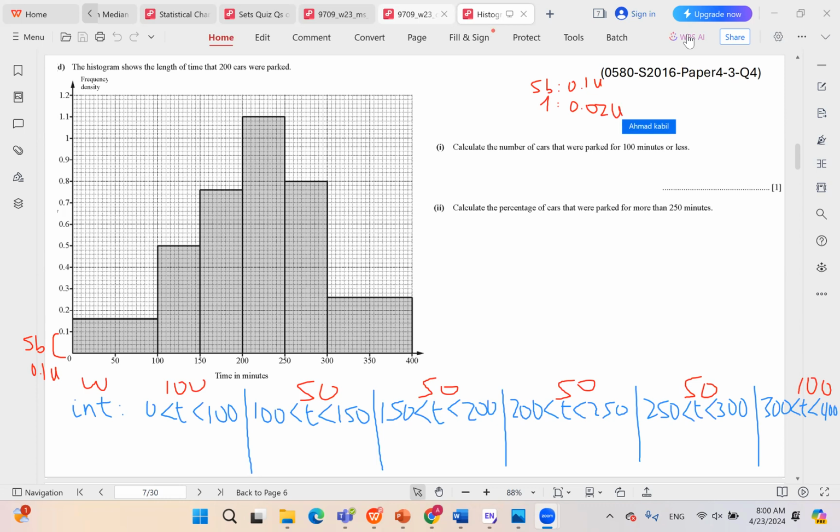So for example, to get the height of the first one, we add 0.1 plus 3 boxes, because it's 3 boxes above the 0.1. So that would be 0.16, not 0.106. So it's 0.06 plus 0.1, so it's 0.16 basically. And then for the second bar, it's just 0.5. It's right there at the 0.5. So we're just going to write that down.